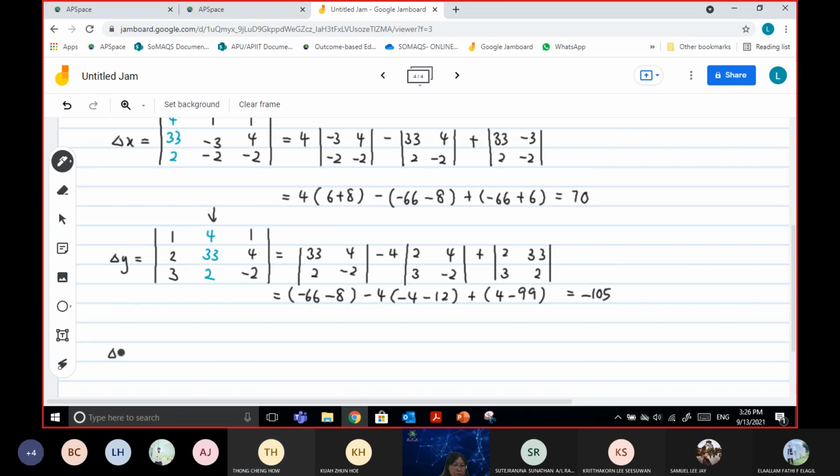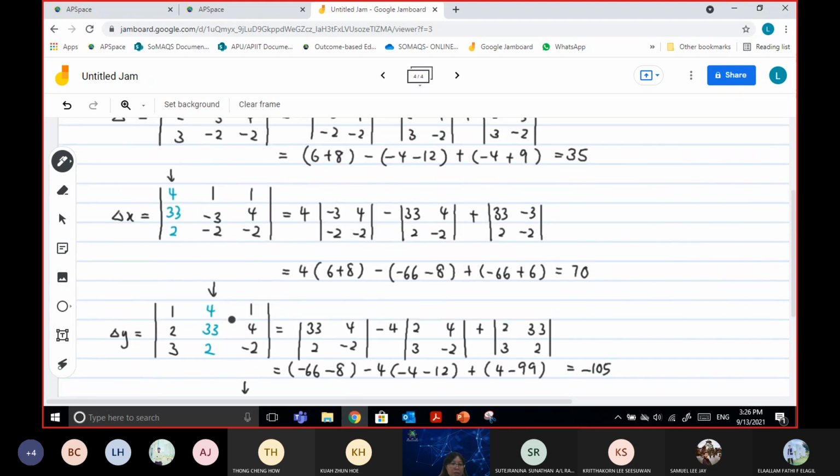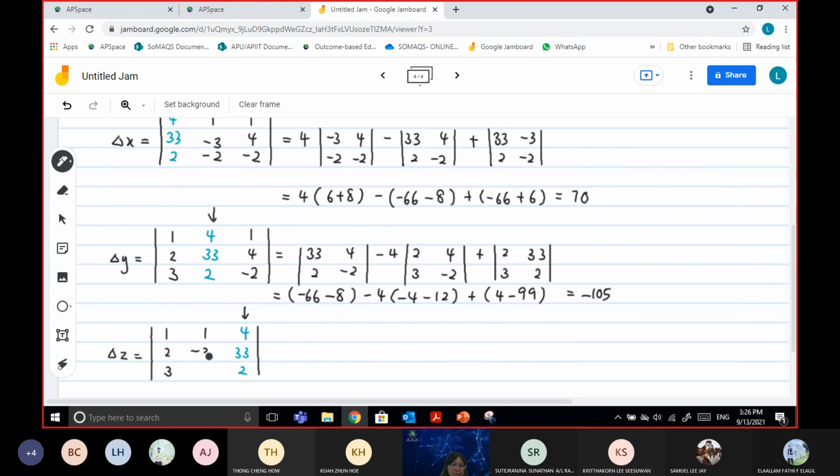Then proceed to the determinant for z. So this time we replace the third column with 4, 33, and 2. The first two columns remain. So the first column is 1, 2, 3. The second column is 1, -3, and -2. So the value of 1, determinant blocking first column, first row, -3, -2, 33, and 2.